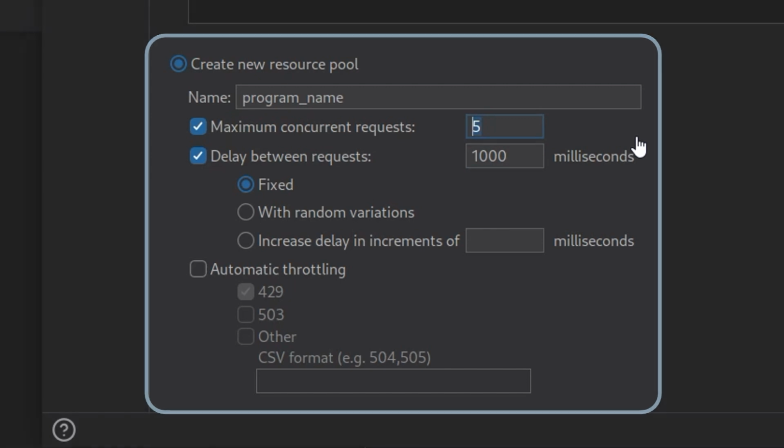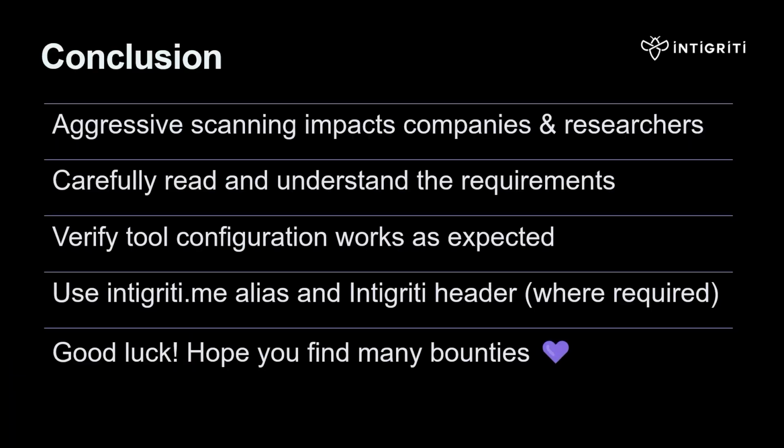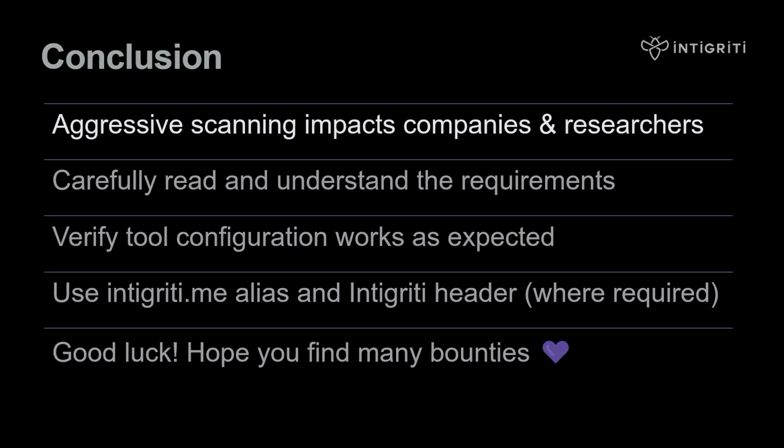So just to summarize, aggressive scanning impacts both companies and researchers. It's important for you to understand your responsibilities as a bug bounty hunter. So how many requests per second are you allowed to send? And are your tools behaving as you would expect? So review the documentation, test it locally, make sure everything's working as you expect, and make sure you follow the other requirements. So use your intigriti.me alias or your HTTP headers where needed. And this means we can identify any issues as they arise.